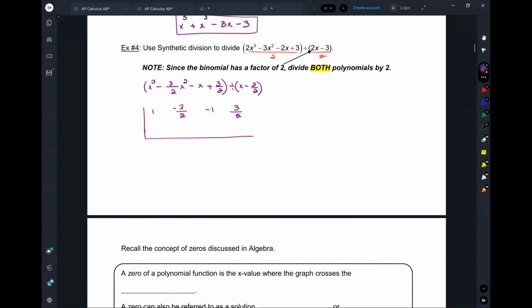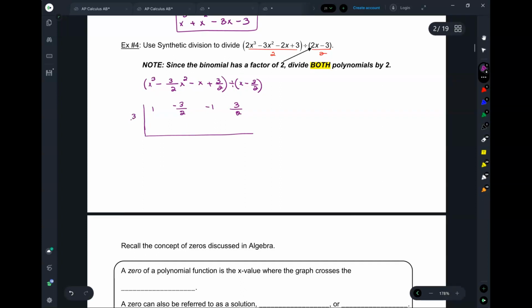What goes outside? 3 over 2. Is that right? Negative 3 over 2. Positive 3 over 2. Why positive? Because you set it equal to 0 and solve. Oh, yeah. Okay, so 1 comes down. Multiply by 3 over 2, you get 3 over 2. When you add these, what do you get? 0. Multiply by that, you get 0.